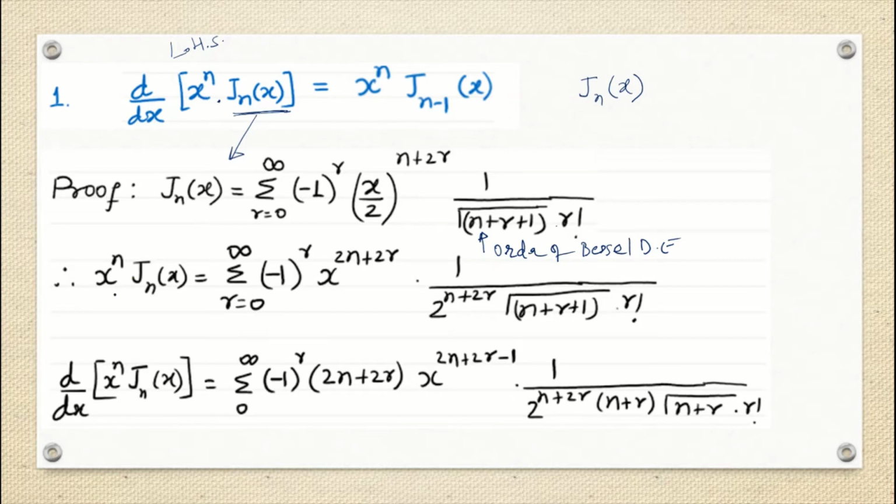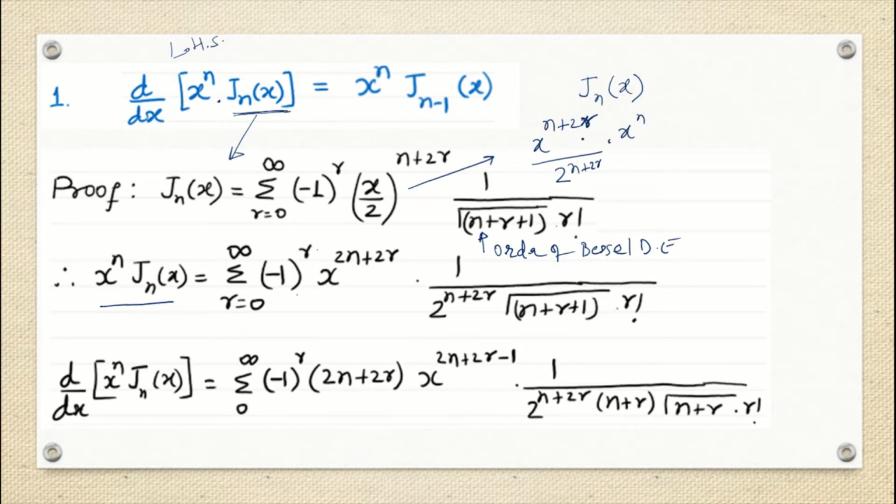So what is my x raised to n J n x? We will just make the difference in the power of x only. The summation from r equal to 0 to infinity and minus 1 to the power r stay as they are. If I multiply by x raised to n, this becomes x raised to n plus 2r, divided by 2 raised to n plus 2r, correct? Because the bracket is for both, and I have to just multiply here x raised to n.